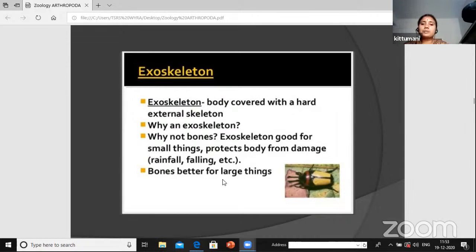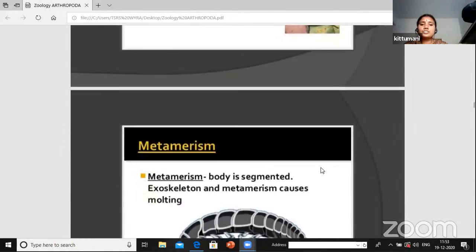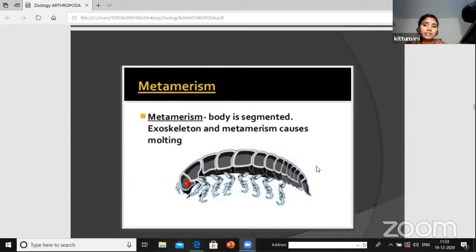Okay, bones are better for large things, like humans. Here the exoskeleton is covered by a hard external skeleton. So it is the exoskeleton of the phylum Arthropoda. The next, the metamerism. Here they show the metamerism, body is segmented.